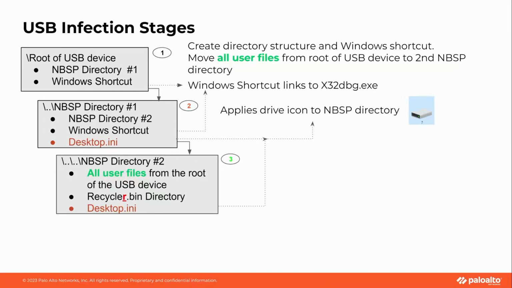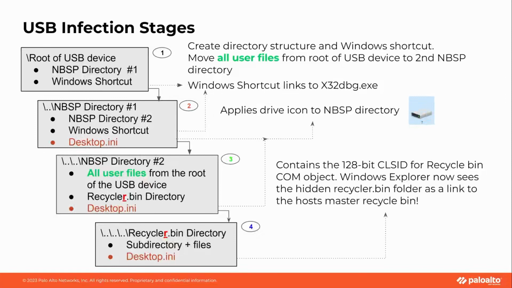In that second NBSP directory, all the user files and folders would be moved here. Now, in that directory, they create something called recycler with the r.bin directory. Notice the slight of I, notice the R, because on a Windows machine, it's called recycle.bin. Here, they have another desktop.ini, again turning that NBSP directory into what appears as a drive. Within the recycler bin directory, they'll create another directory called files, and here they create another desktop.ini.